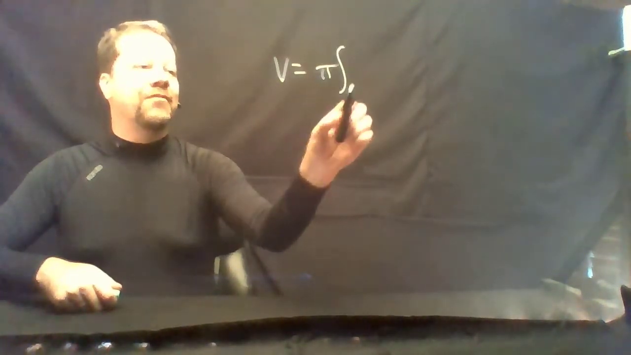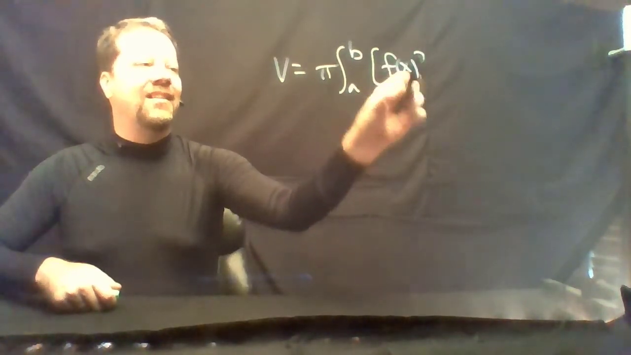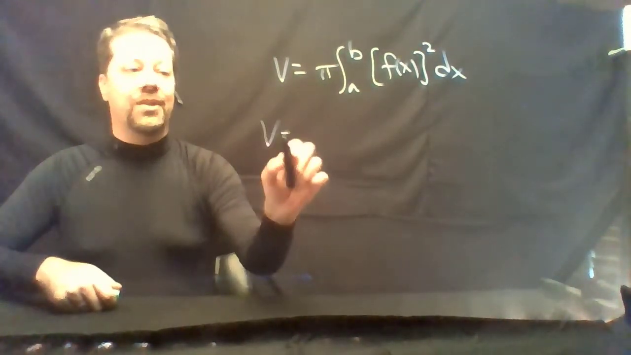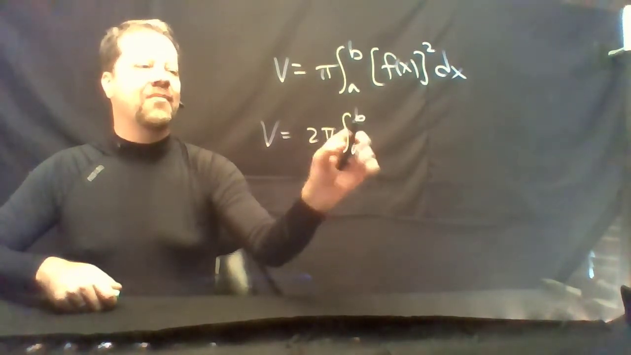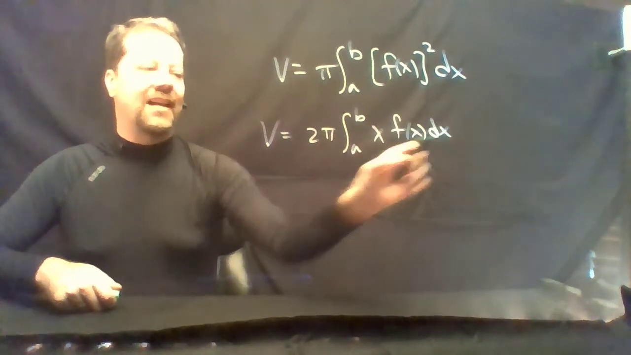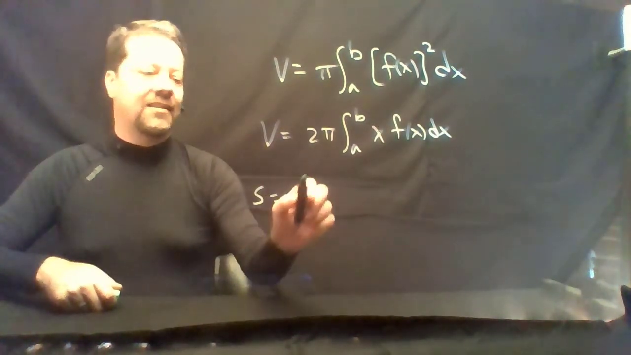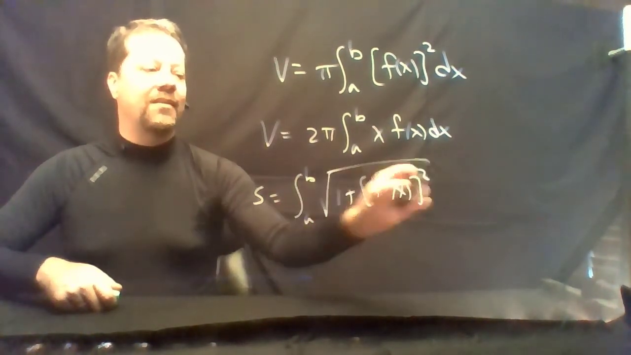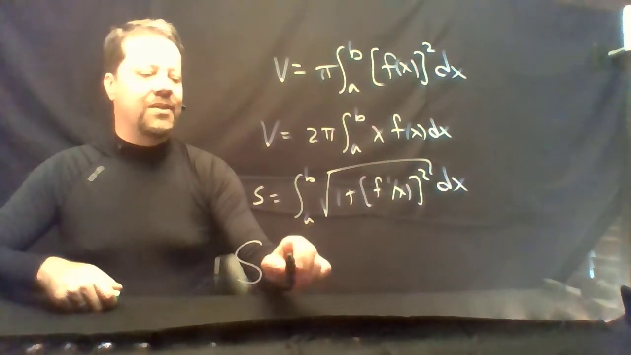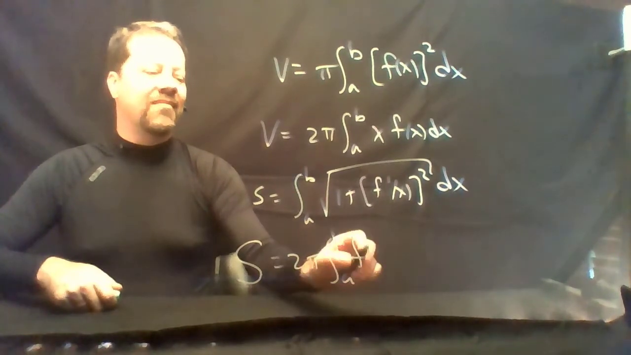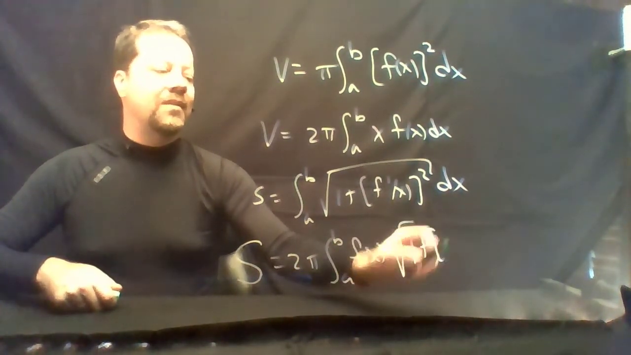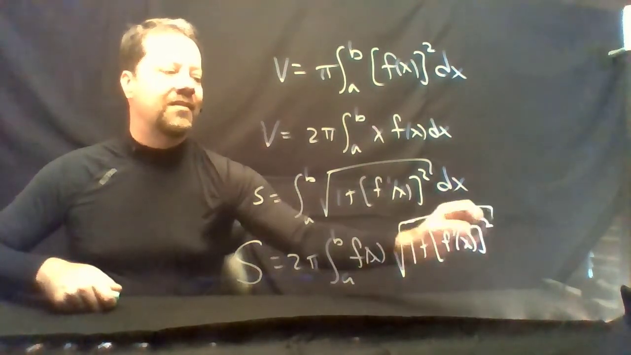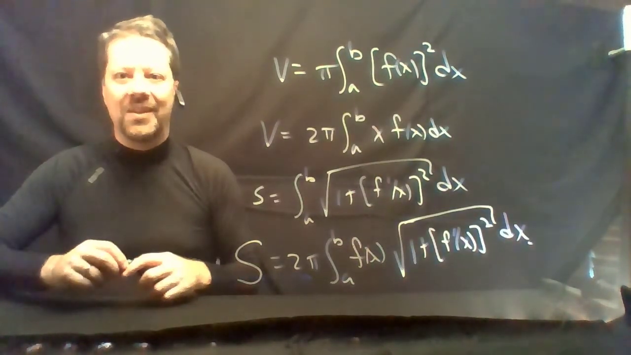We've had a number of different formulas today. We had disks giving us the volume, pi integral from a to b, f of x squared dx. We had washers, 2 pi integral from a to b, x, f of x dx. And we had the length, integral from a to b, square root of 1 plus f prime of x squared dx. And we had the surface area, which is 2 pi integral from a to b, f of x square root of 1 plus f prime of x squared dx. You're going to need to know these for the exam.